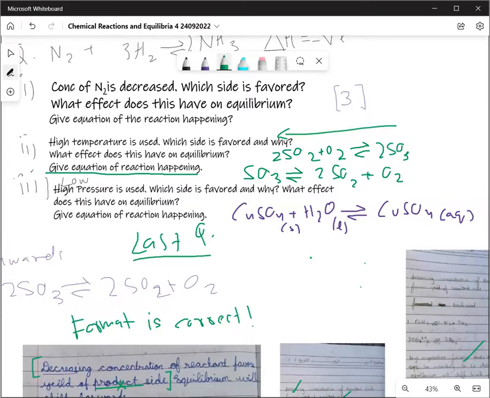Sir, for question number 3, should we use Le Chatelier's principle again? Yes, for all three: concentration, temperature, pressure. You have to use Le Chatelier's principle. Yep, it's a French name, and CH is pronounced 'sh'.